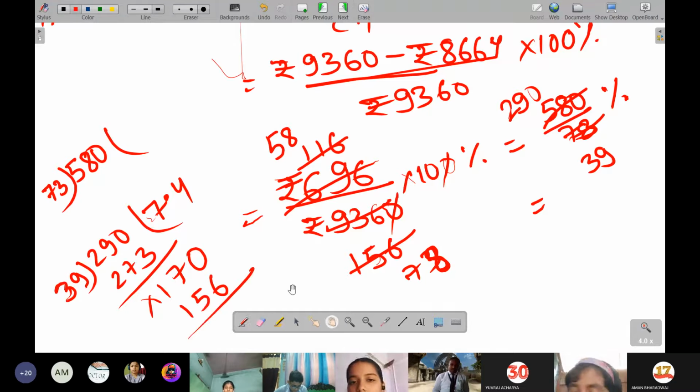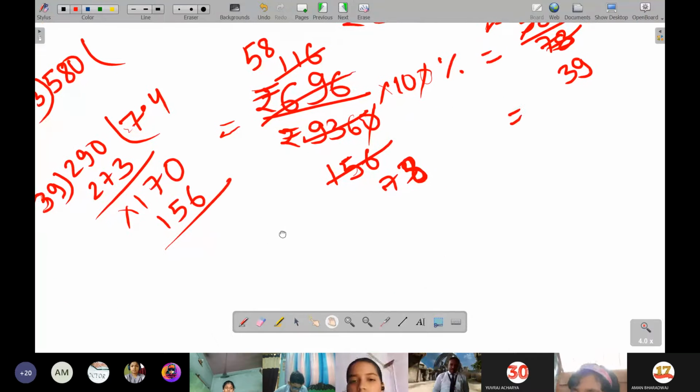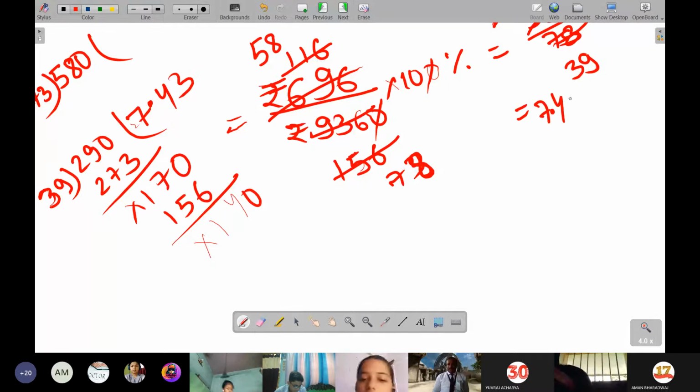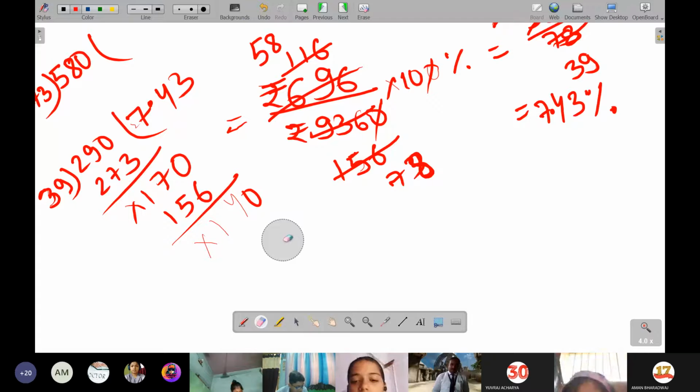So again when I will raise it, it will become how much? 14, sir. 14. And again 0 it will come, then it will go with 3. So is 7.43% answer? Sir, answer is in mixed fraction and answer matched. Okay, answer matched. Okay, 7 and something by 39 it is.